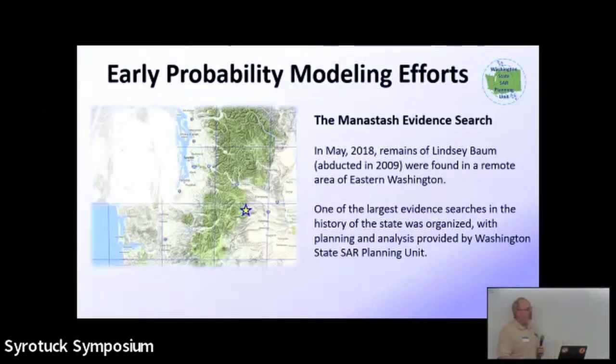Far and away, our first search here, one of the biggest evidence searches in recent history, was in 2018. It was related to a girl named Lindsay Baum. She was an abduction homicide case. She disappeared while walking home in the small town of McCleary, Washington. Hunters located at least some of her remains nine years later, in 2018, quite some distance away in a forested area in eastern Washington. So we got called in to help with this planning.